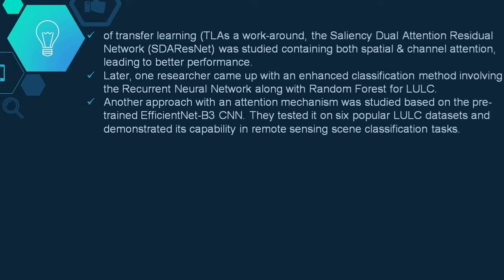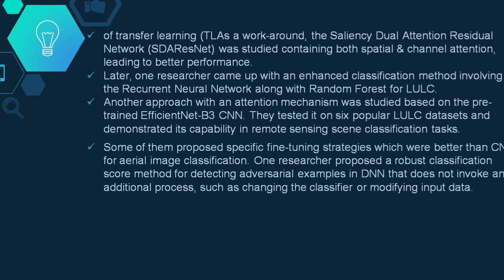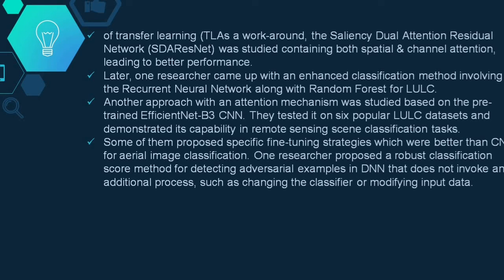They tested it on six popular LULC datasets and demonstrated its capability in remote sensing scene classification tasks. Some of them proposed a specific fine-tuned strategy which was better than CNN for aerial image classification. One researcher proposed a robust classification score method for detecting adversarial examples in DNN that does not involve any additional process such as changing the classifier or modifying input data.